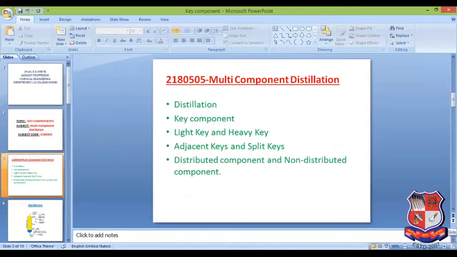So we will discuss first of all distillation. We will have a brief recap, then we will discuss key components. Then we discuss two types of key component, light key and heavy key. And we discuss adjacent keys and split keys. And then finally we discuss distributed components and non-distributed components.